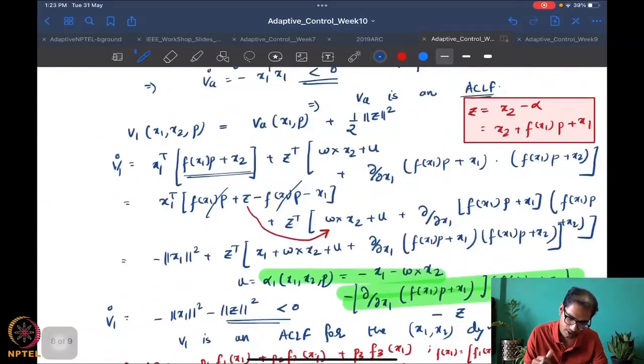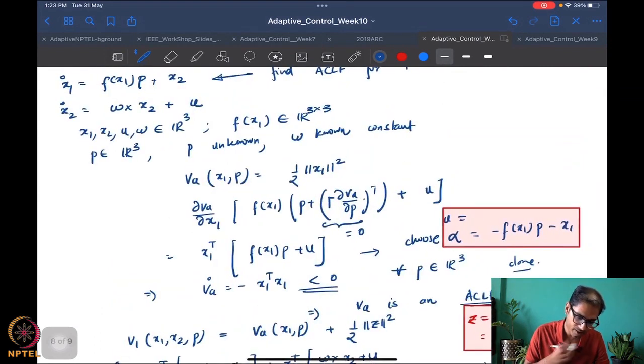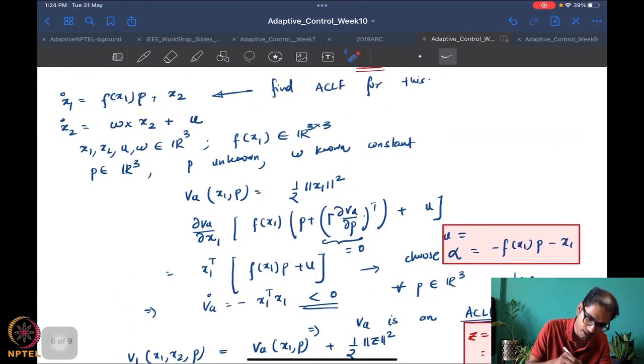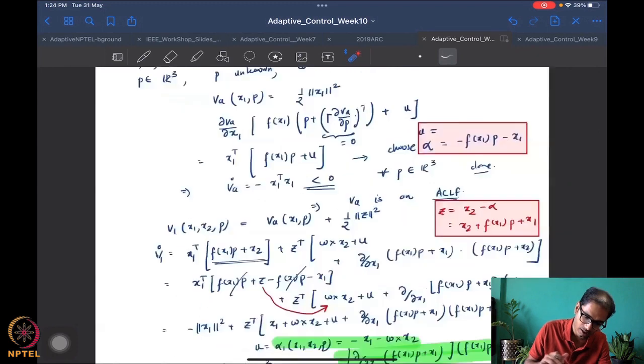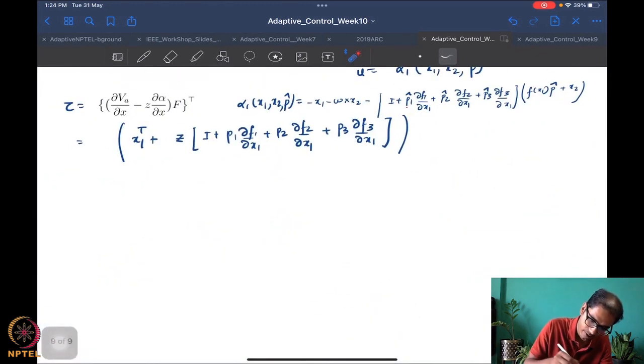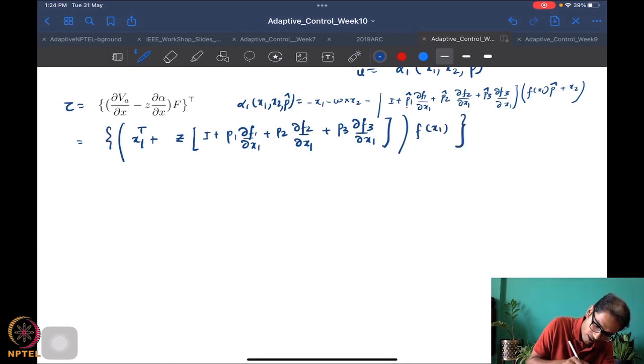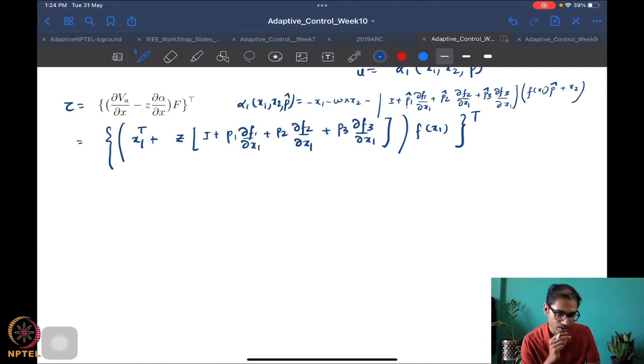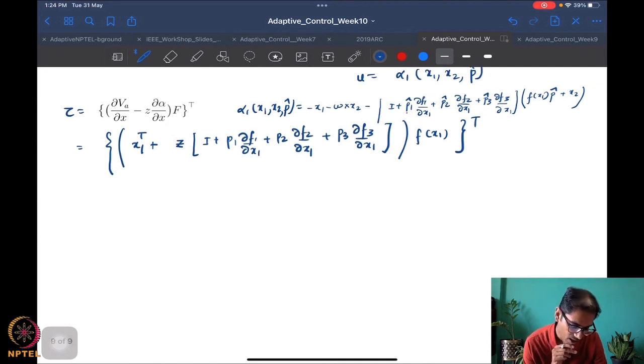In our case, what is f? F is what multiplies the unknown, so that is just f(x1), multiplied by f(x1) and the whole transpose of this guy. So let me see if we are consistent in the dimensions.